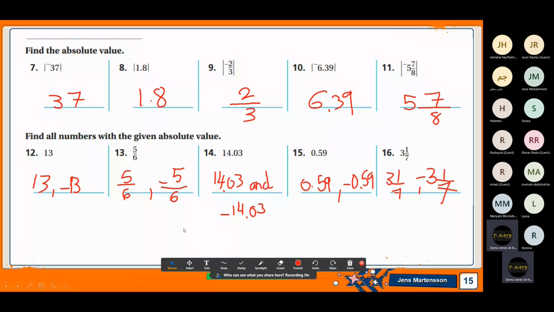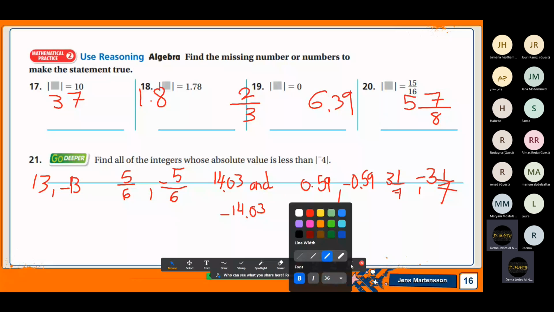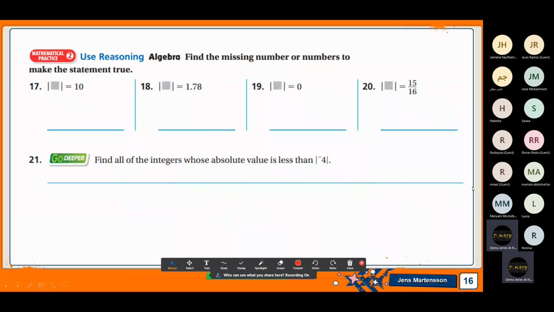Okay. Now, continue. After Jumana, now Laura. Where's Laura? Here, miss. Yes, Laura. It's the same as the previous question. Now, I want you to find the missing number or numbers to make the statement true. There's a number. Its absolute value is 10. What is this number or what are the numbers?